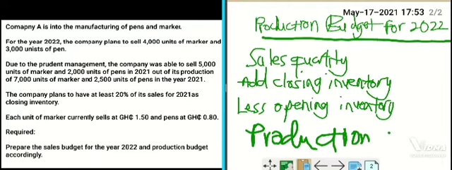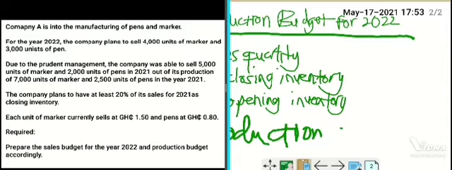Hi there. So let's wrap up with our production budget for 2022. First of all, we need to get our sales quantity, and then we can add our closing inventory. We less our opening inventory, and that gives us our production units. Okay. So how do we get our sales quantity?